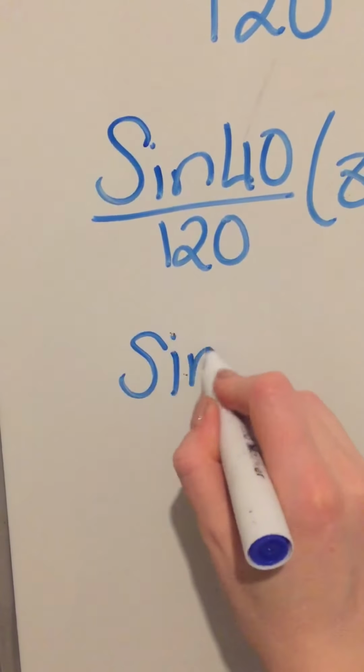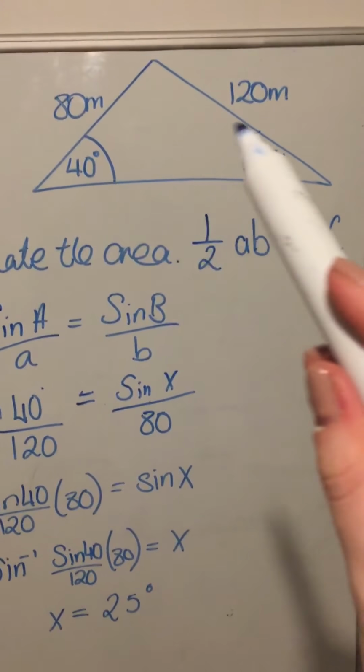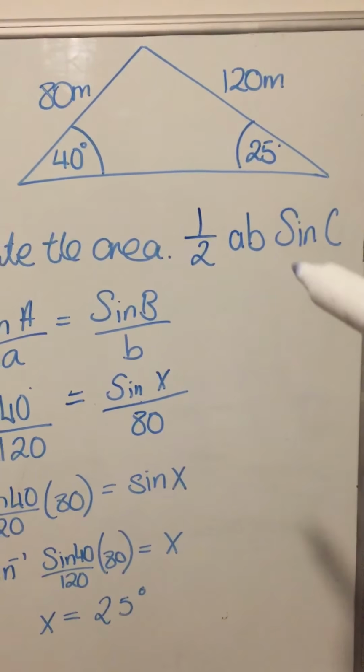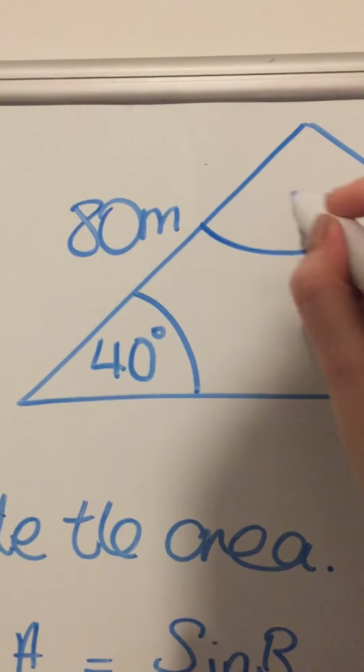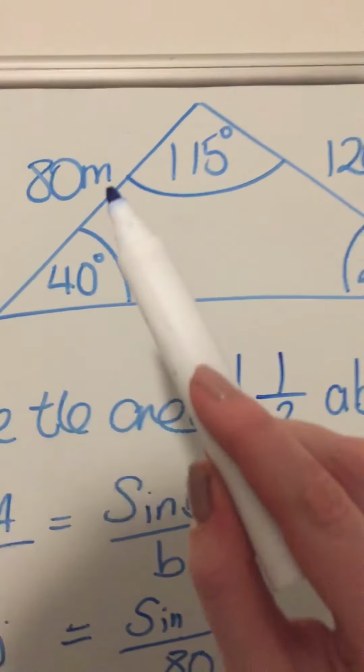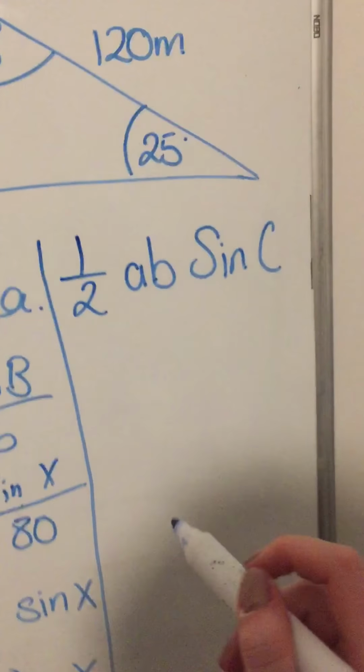degrees. So we can bring that back up to our diagram and put in the information we know. Now I know this is 25. If I know these two angles, I know this one. So 40 plus 25 is 65, and 180 take away 65 gives me 115 degrees. Remember, all angles in a triangle add up to 180. Now I'm able to find the area because I've got two lengths and the angle in between. So now we can follow this formula and finally complete the question.